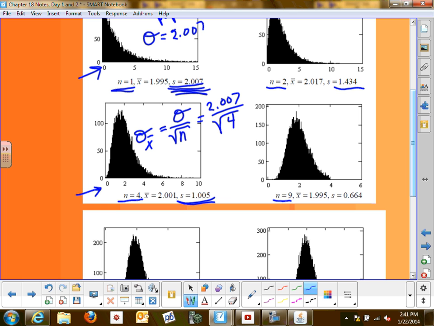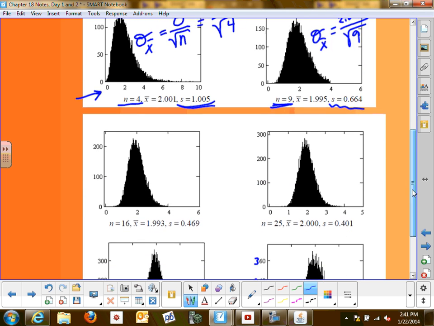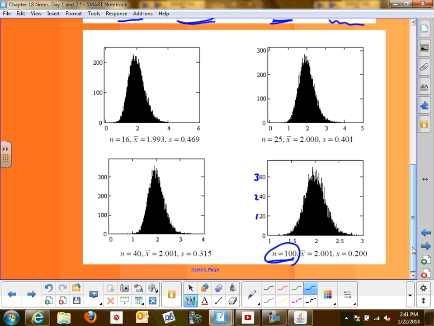These are good things. So here, with an n of 9, my standard deviation of the sampling distribution would be 2.007 divided by the square root of 9. So I'm dividing by 3. So the standard deviation is now cut to 1/3 of its original standard deviation. All right, and so you can see all the way down to here, the standard deviation of this sampling distribution is the original one divided by the square root of 100. It is now 1/10 of the original standard deviation. Very consistent, very much condensed.